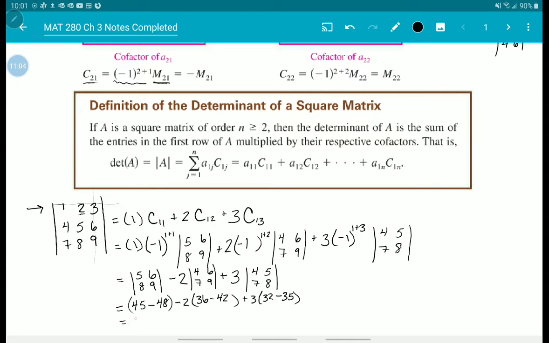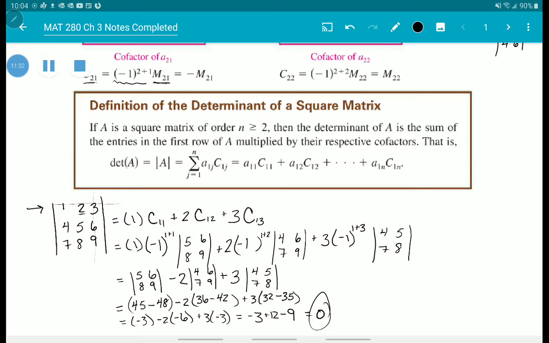So we have negative 3 minus 2 times negative 6 plus 3 times negative 3. So negative 3 plus 12 minus 9 is going to be 0. So in this case, our final answer is 0.